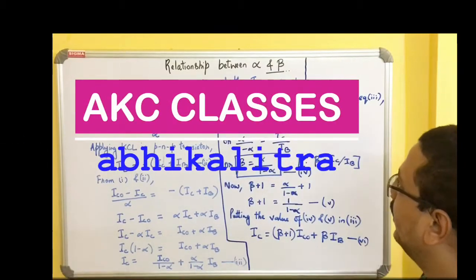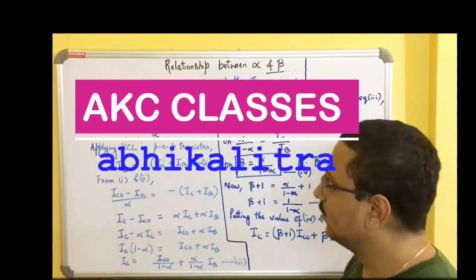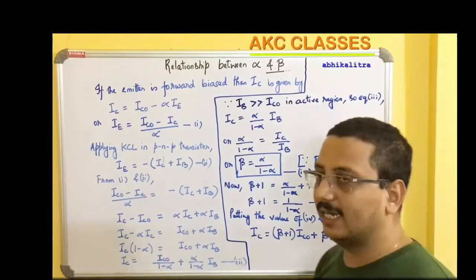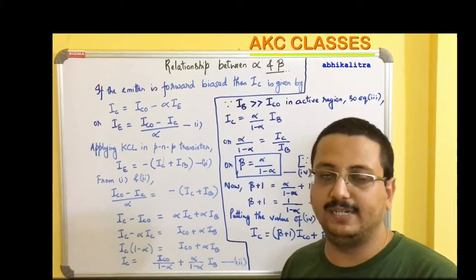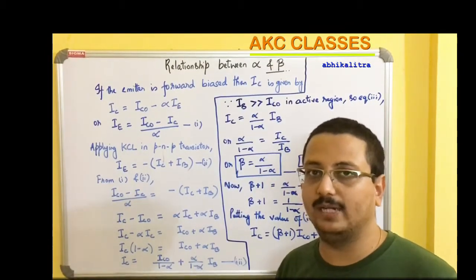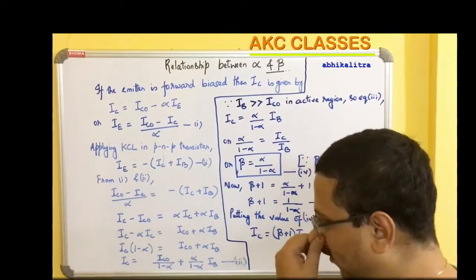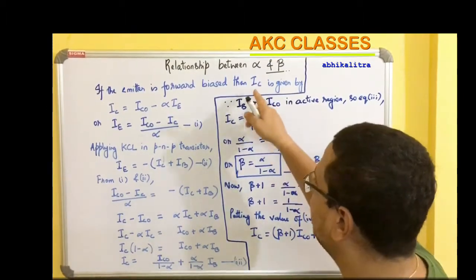Okay, now we come to the relationship between alpha and beta. We know what alpha is: this is the DC current gain in common base mode. And beta is the DC current gain in common emitter mode. Before we move on to that, we will understand how IC is given.